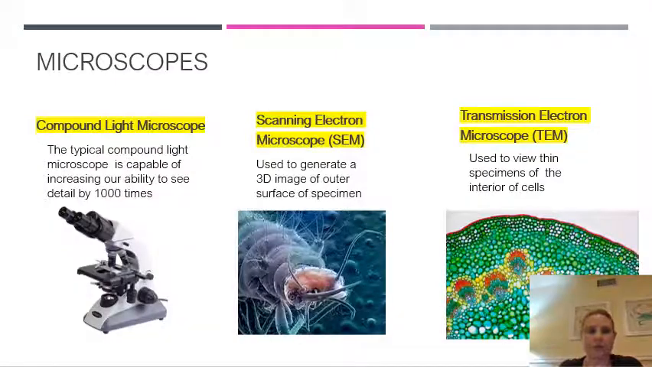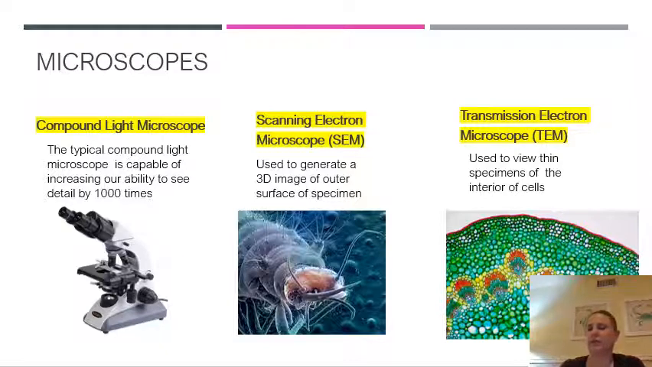Alright, so the microscope. We have 3 specific microscopes that I want you to pay attention to and be familiar with. The first of which is the compound light microscope. Those are the ones you're most familiar with, the ones that you've used in school. It's a typical light microscope. It is capable of magnifying things by 1,000 times.